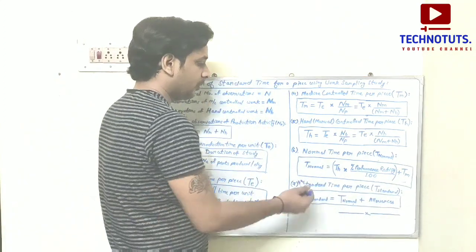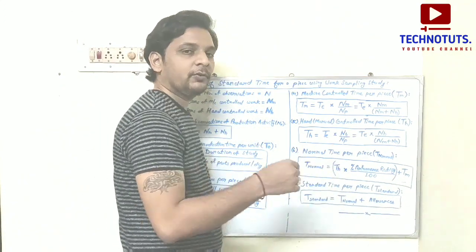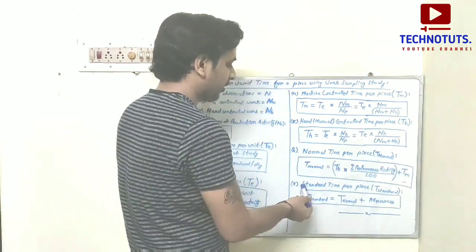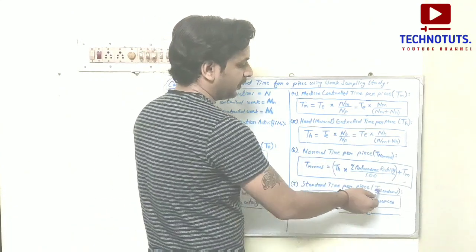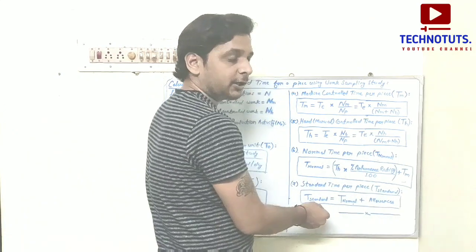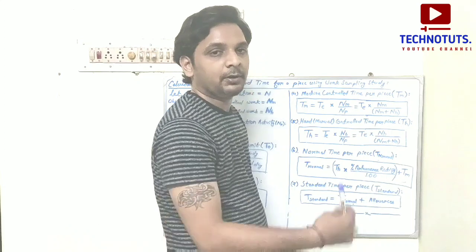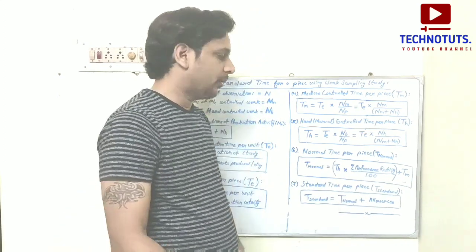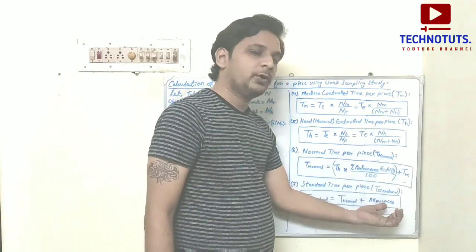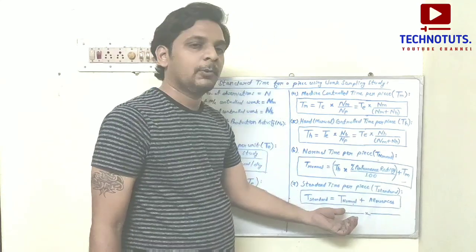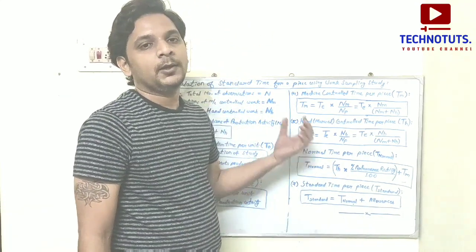So after calculating normal time we can find out standard time. Let us calculate standard time per piece. So standard time per piece is given by T standard. The standard time per piece T standard is equal to normal time plus allowances. Whatever allowances are given in the question, you will add all the allowances and add it to the normal time. You will get the standard time per piece.